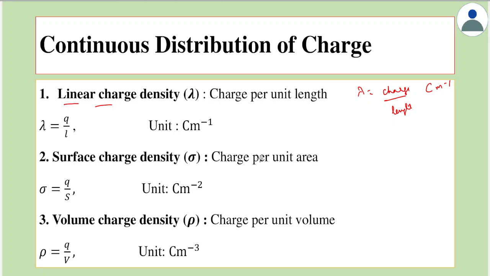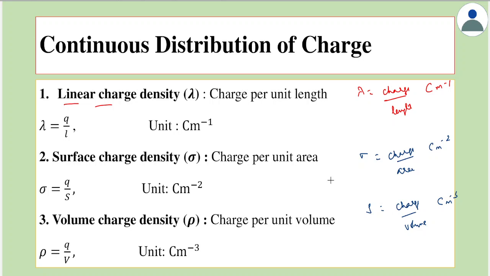The next term is called surface charge density. For that, the symbol is sigma. Sigma is defined as charge by area and its SI unit would be coulomb per meter square. The third term is called rho, and rho is defined as charge by volume, and for this the SI unit is coulomb per meter cube.